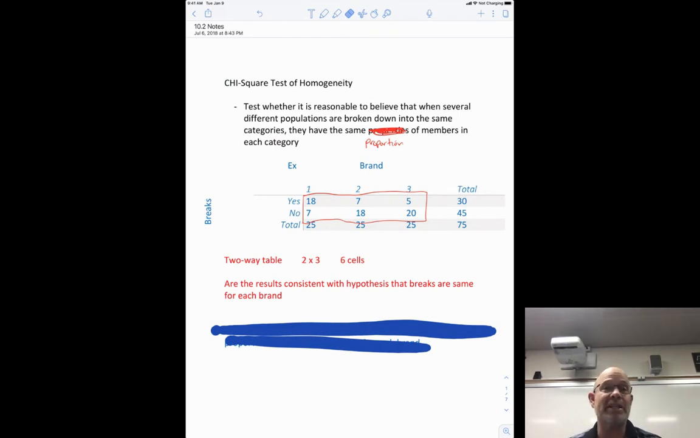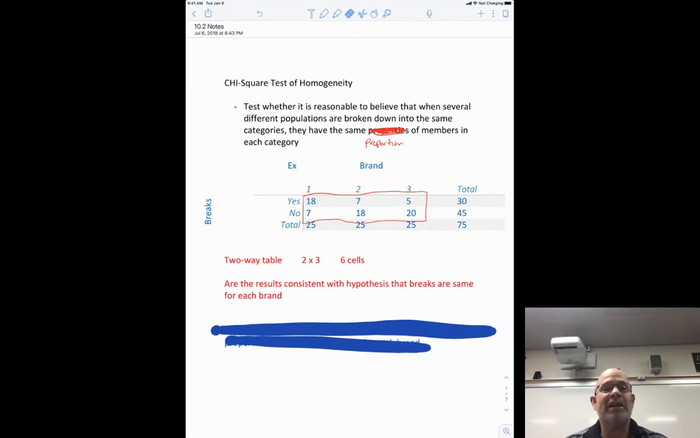That's the chi-square test of homogeneity. 3 different brands. We have a yes or no question in essence that we're asking. We're not really asking, we're doing, but we might be asking in the next problem. And we want to know if they're saying yes or no, or they're breaking at the same rate for each brand.